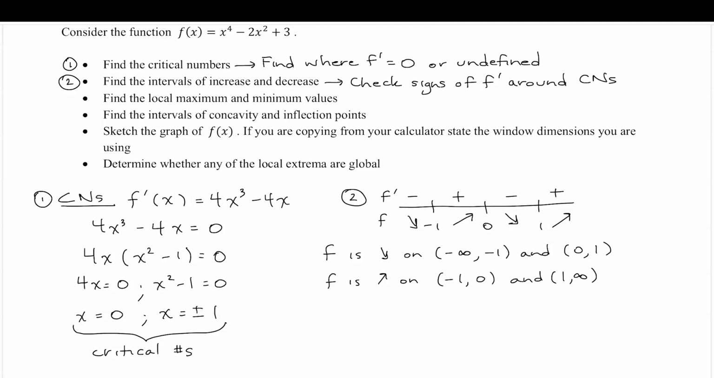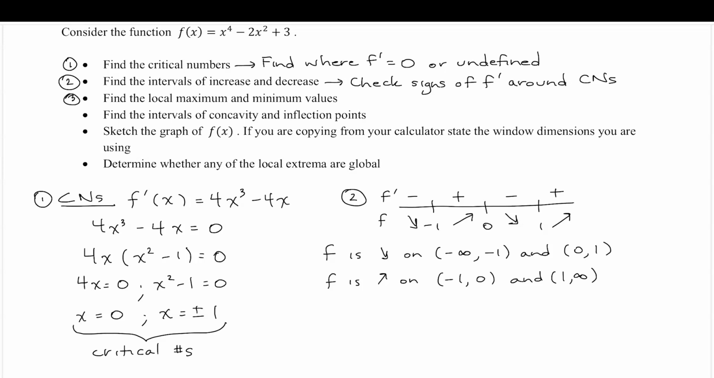So keep in mind, how do we know that these are the only intervals we need to consider? What if there's some other value to the right of x equals 1 where f prime changes sign? If that were true, then when we set f prime equal to 0, we would have found more roots. So we don't have to worry about that.